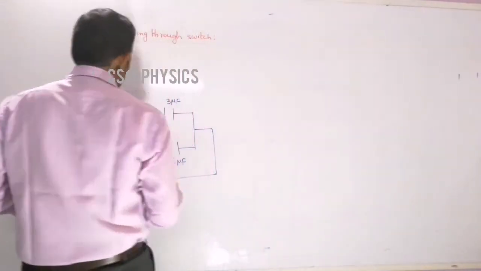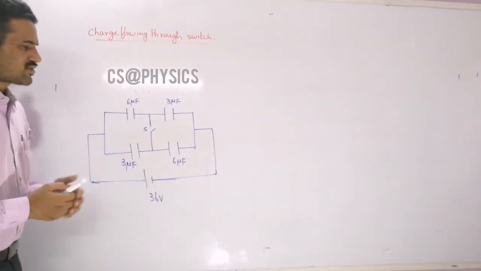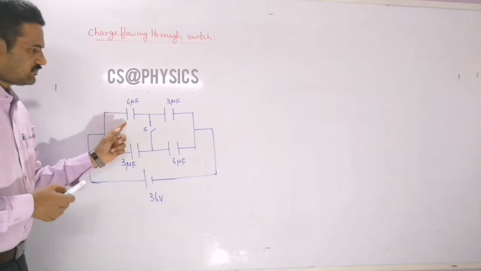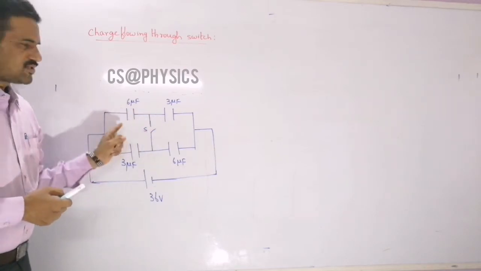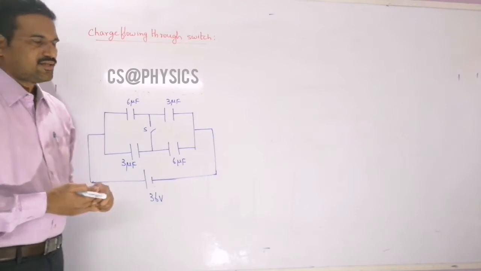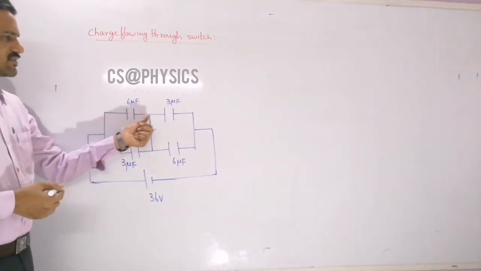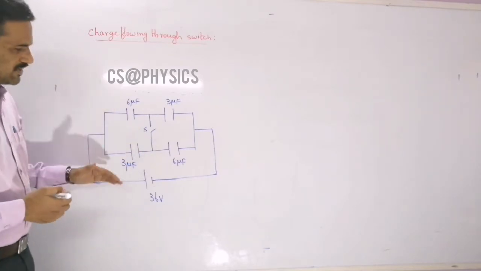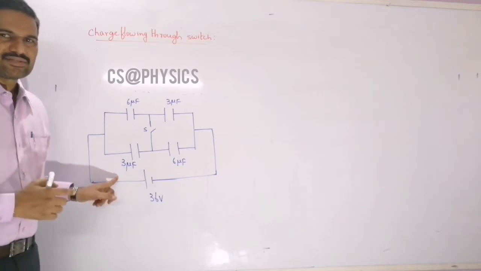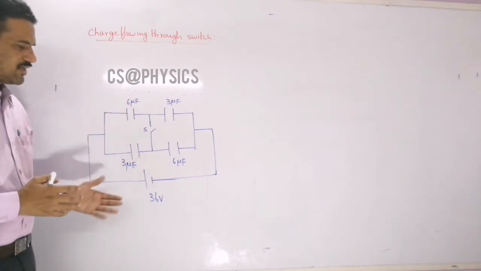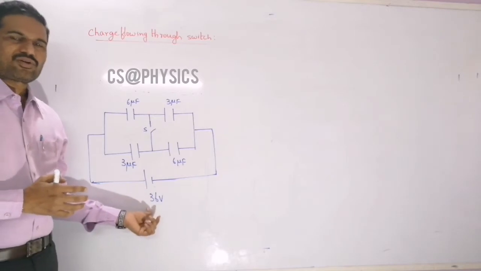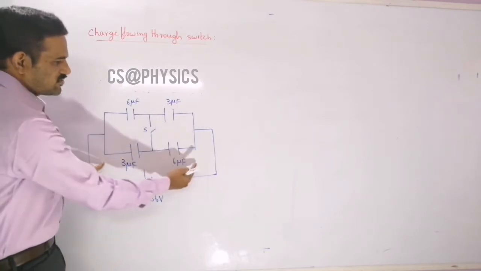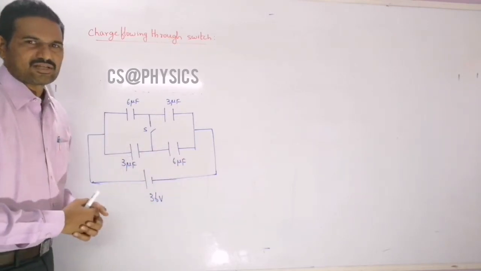Before closing the switch, you can write the effective capacitance and the charges on each capacitor. If the switch is open, then these two capacitors are in series, right? So the effective capacitance is 6 into 3 by 6 plus 3, so we get 2 microfarad. Similarly, these two capacitors are in series, and that combination will be in parallel. Across each combination you can take the potential difference as 36 volts, right?